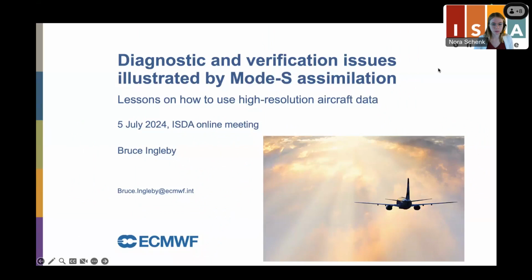Okay, I'm going to talk on the practical side of verification and diagnostics, looking at aircraft data in particular, and mainly Mode S, which is very high resolution data.